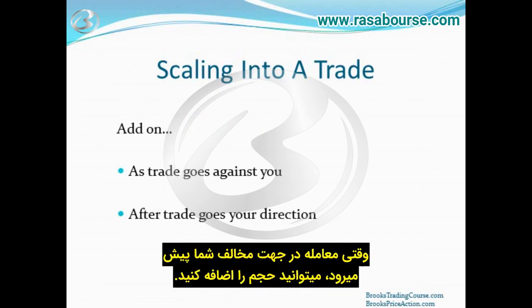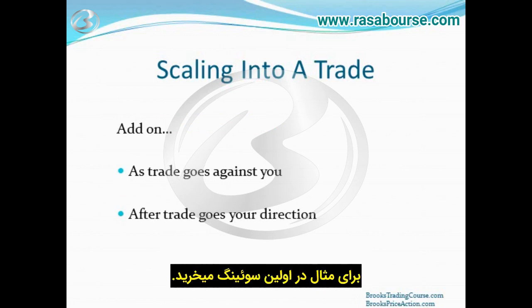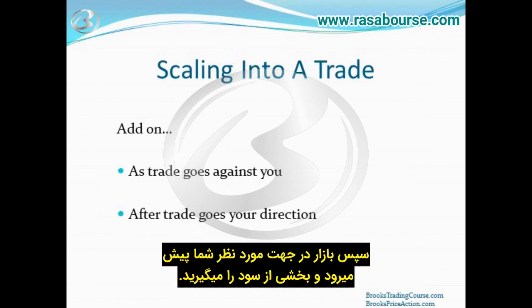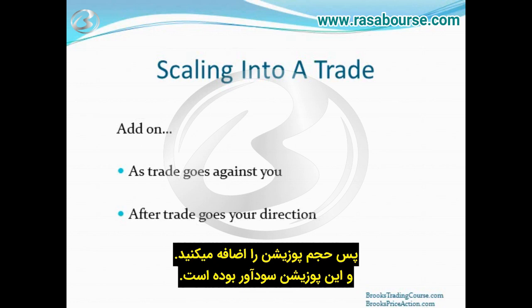Okay, you can add on as the trade goes against you. You can add on as the trade goes in your direction. So for example, let's say you buy for a swing. The market goes your way. You take partial profits. It pulls back a little bit. You're still profitable, and you put back your original position. So you're adding on to your current position that is already profitable.